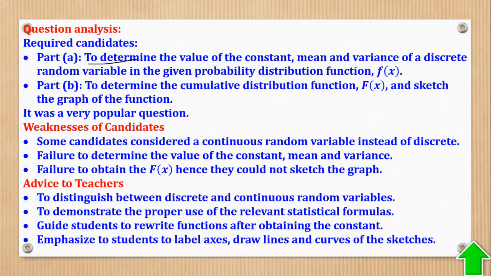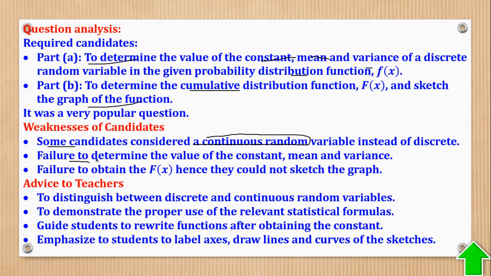So part A required candidates to determine the value of the constant, mean, and variance of the random variable given the probability. Then part B required candidates to determine the cumulative distribution function and also sketch the graph of the function. Weakness is that some candidates considered a continuous random variable instead of discrete. Discrete is when we tabulate, but some candidates chose to integrate. When you integrate, it means it is continuous, but this time it was not continuous.